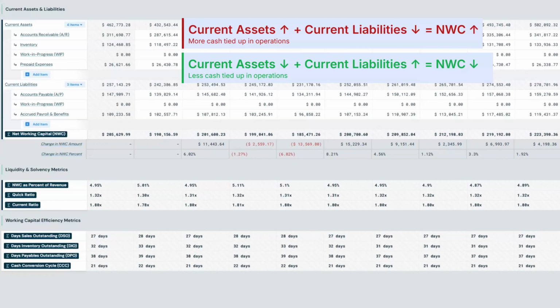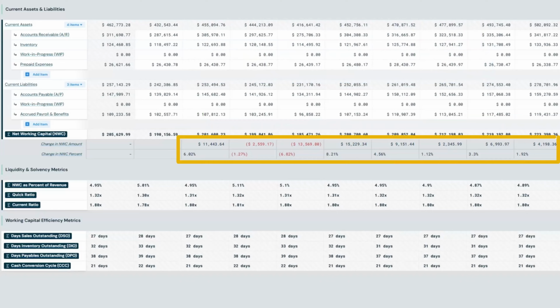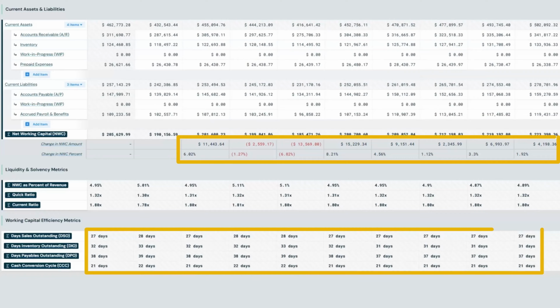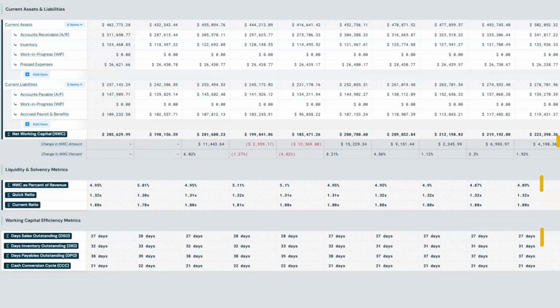It lets you see the natural rhythm of working capital, periods where working capital builds up to support business activities, and periods where it comes down as collections are made and inventory normalizes. By looking at these change in net working capital rows, alongside your working capital efficiency and liquidity metrics, you get the complete picture. Not just the month you're in, but how and when cash moves through the business.